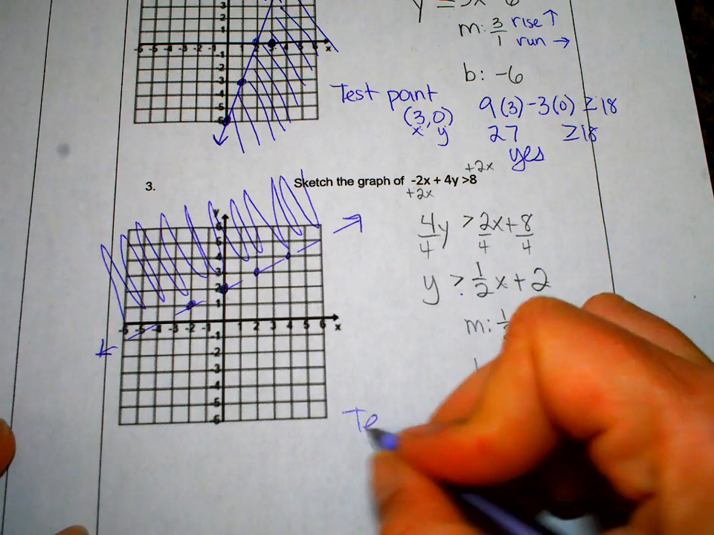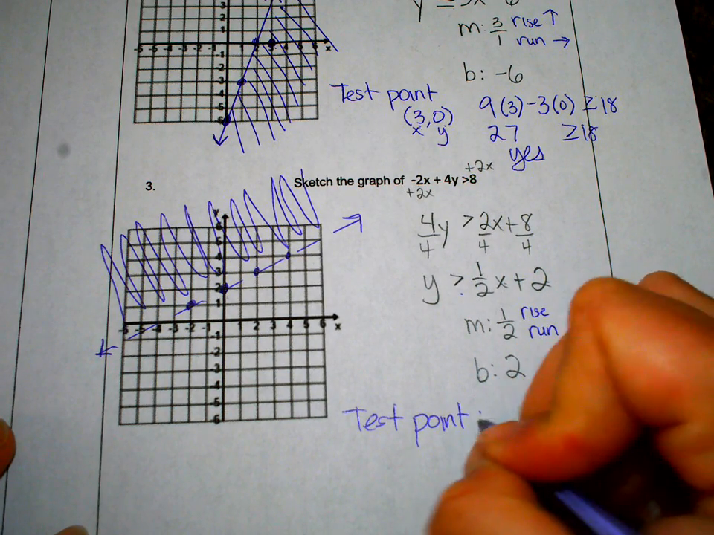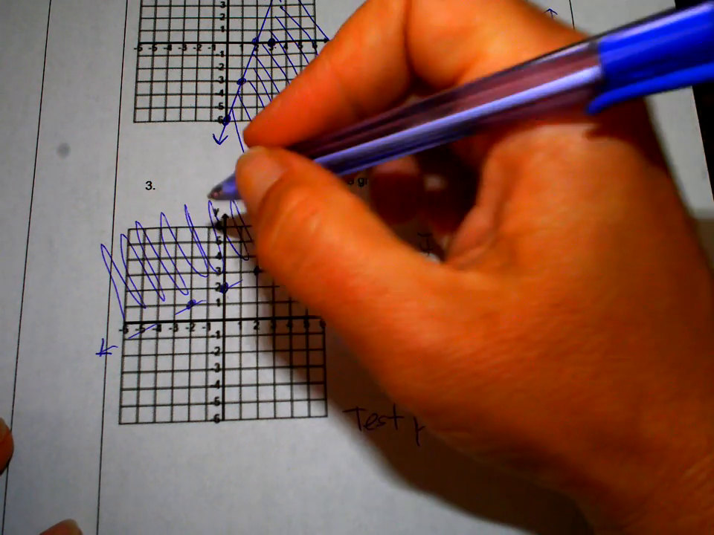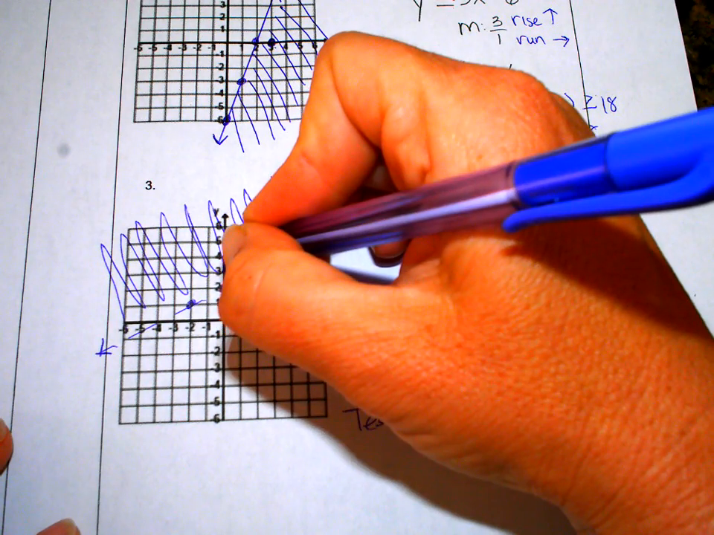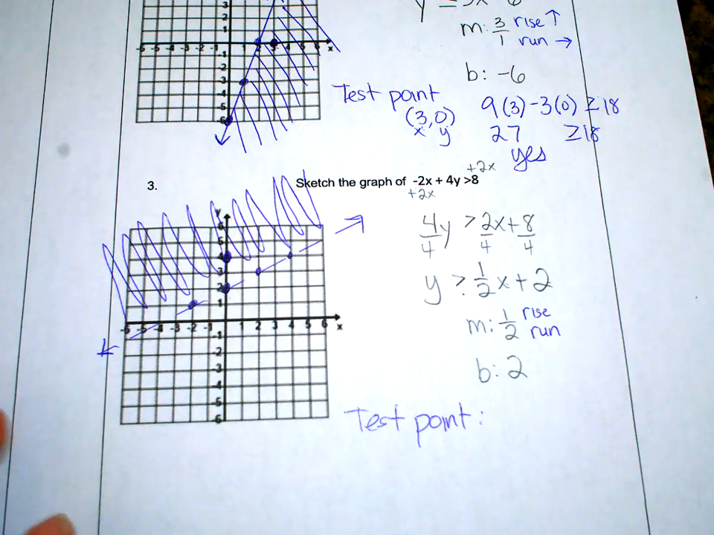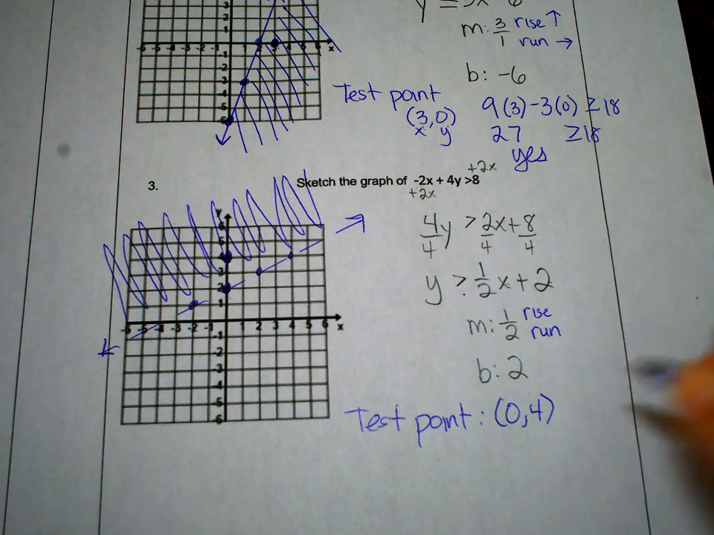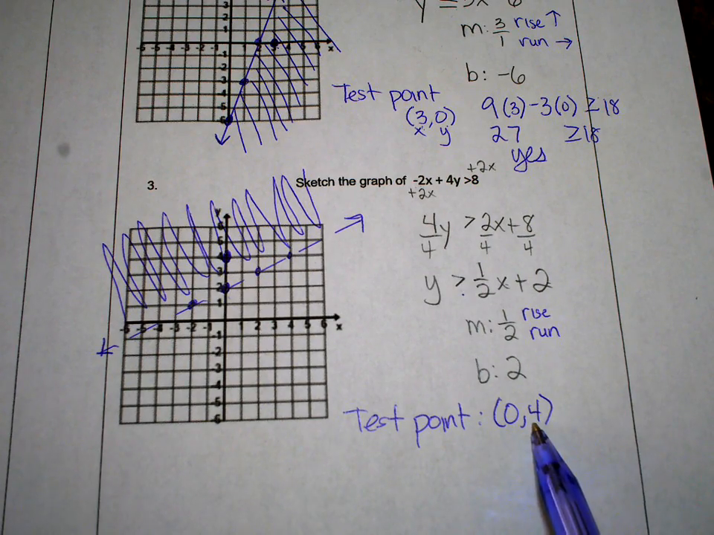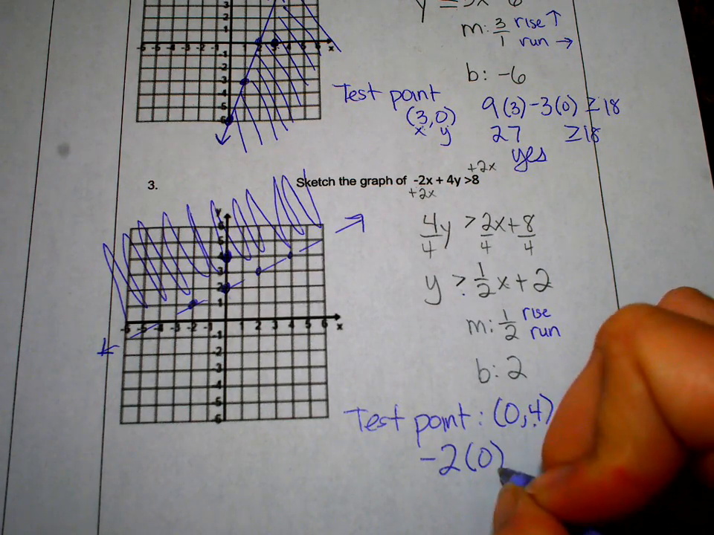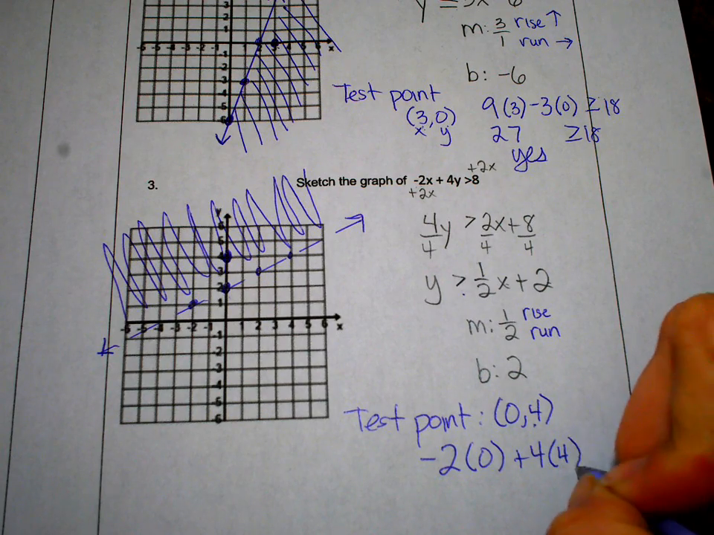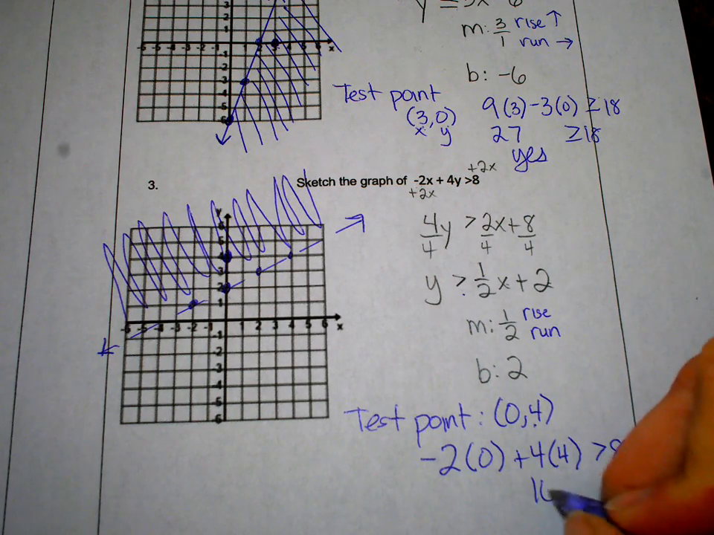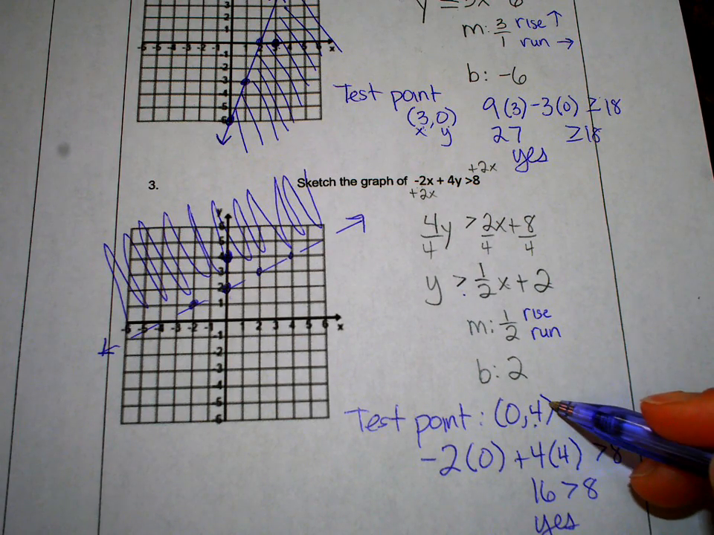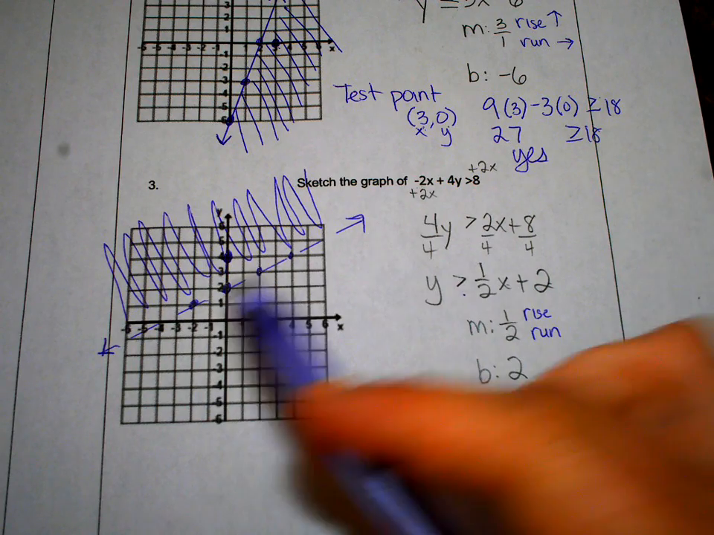If I wanted to do that test point again, you pick a point in the shaded area where you think the solution is. I think, and always pick something easy, like, I don't know, this 0,4. And I'm going to plug in 0,4 to see if this ordered pair is a solution. So you plug it in. Negative 2x plus 4y is greater than 8. Is 16 greater than 8? Yes, it is. Which means that 0,4 is a solution and it should be shaded. And look, I was right.